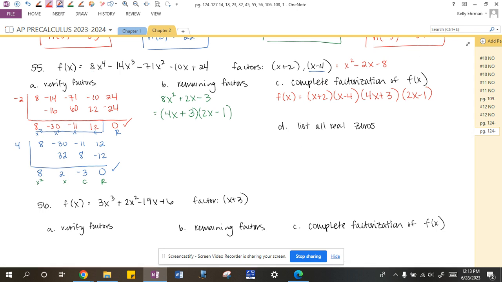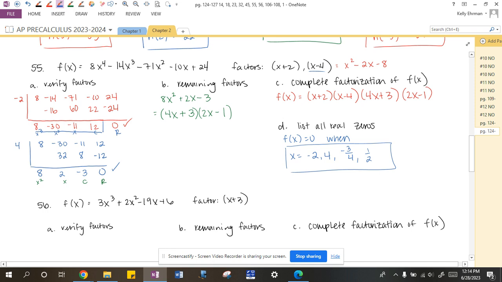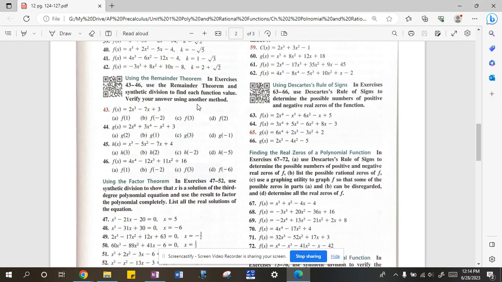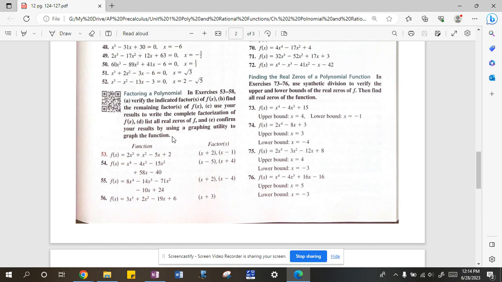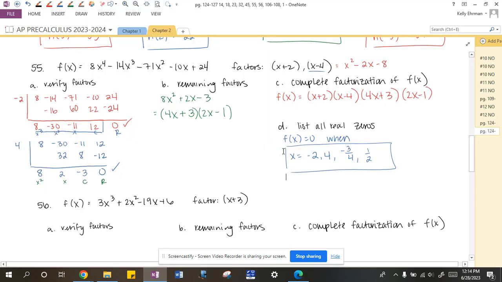And then finally, D is list all of the zeros. So f of x equals 0. I don't want to write all those parentheses again. F of x equals 0 when x equals -2, +4, -3/4, +1/2. Part E is like confirm this on a graphing calculator, I think. So again, I'm not going to do that, but what you would be looking for is when you graph the original f of x, is it crossing the x-axis at these zeros? Are those the x-intercepts?